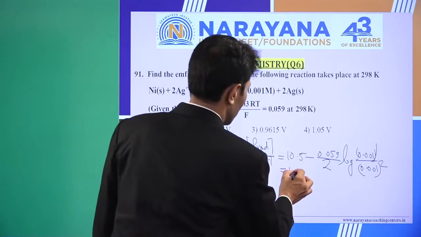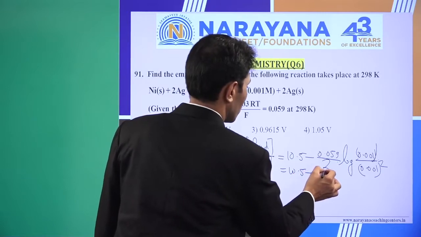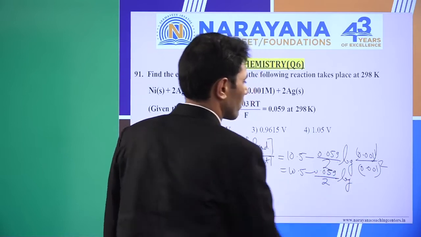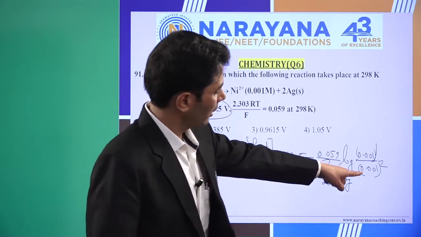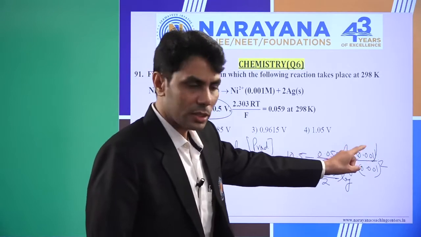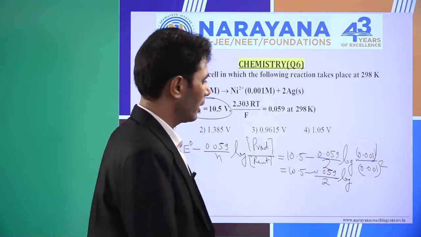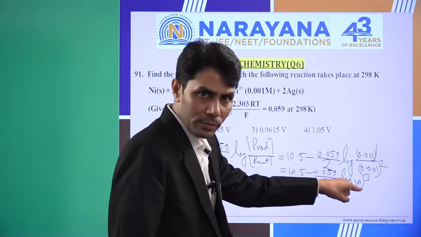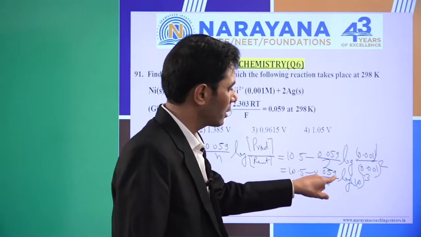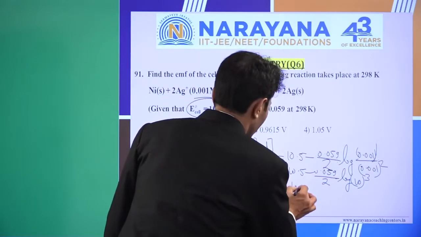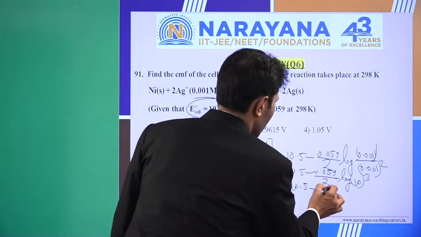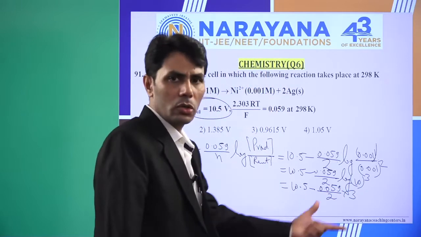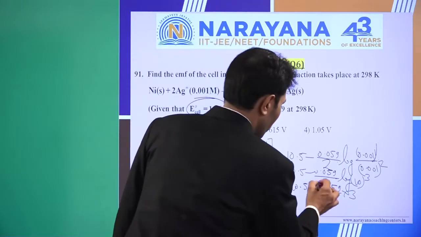So we can say it is 10.5 minus 0.059 divided by 2 log 10 raised to power minus 3 divided by 10 raised to minus 3 raised to power 2. It means 10 raised to power 3. It means 3 log 10. Log 10 is 1. So directly we can say it is 3. 10.5 minus 0.059 divided by 2 into 3 into log 10. Log 10 is 1. Okay.